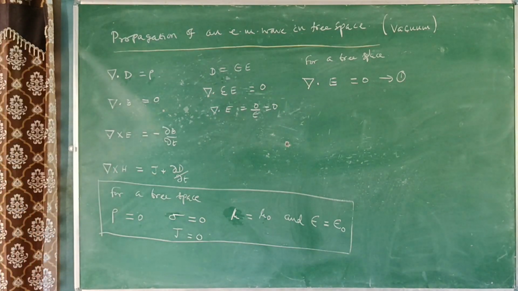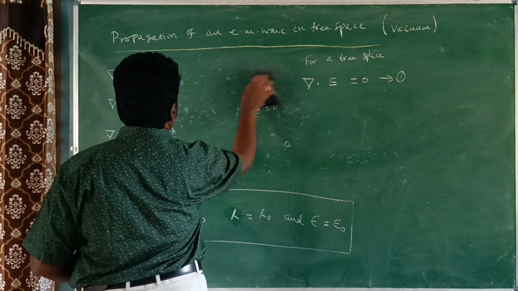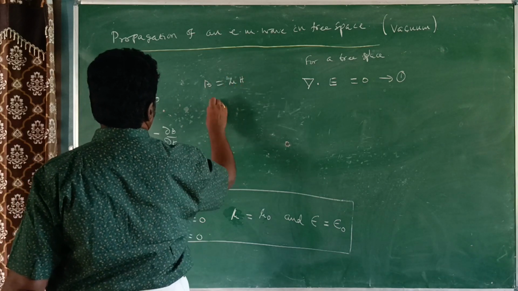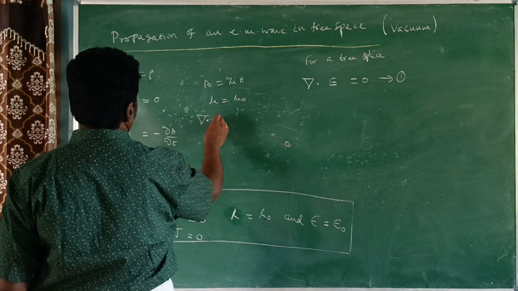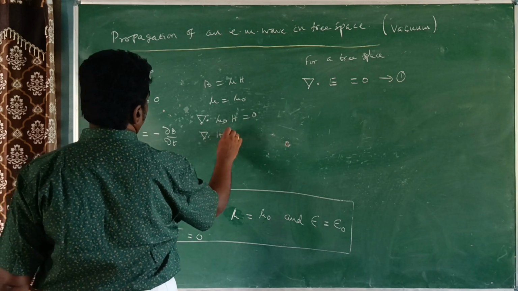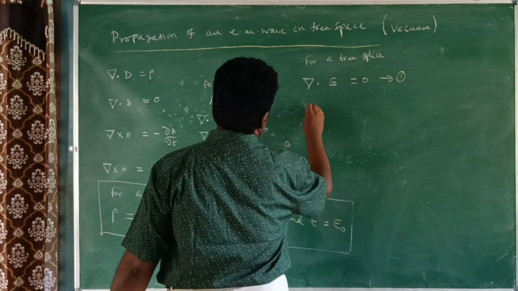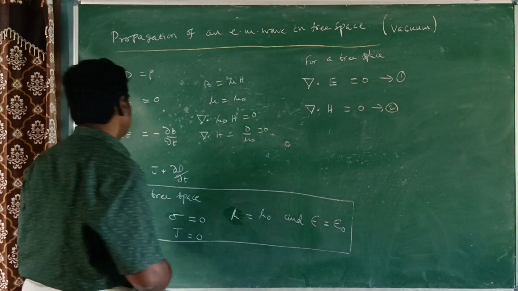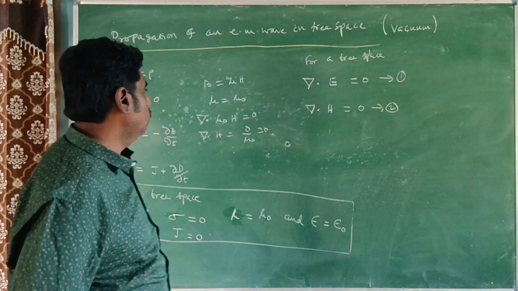Now come to our second equation. You know that B equal to mu H. For free space, mu equal to mu naught. So del dot mu naught into H equal to 0. So del dot H equal to 0 by mu naught, that is equal to 0. So del dot H equal to 0. This is the second Maxwell's field equation. This is Gauss law in magnetostatics. The first one is Gauss law in electrostatics.